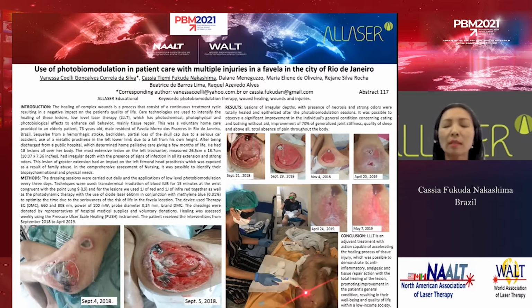So you can see all the follow-up of the pictures here from September until May, and the nurse, Vanessa Coeli, that did all the work. And in conclusion, we conclude that laser is an adjunctive treatment with action capable of accelerating the healing process of the tissue injury. And this promoted improvement in the patient's general condition, resulting in their well-being and quality of life of this low-income society of Rio de Janeiro, Brazil.